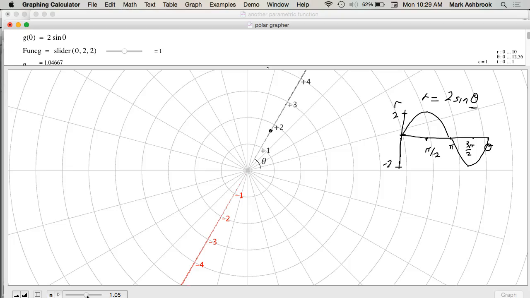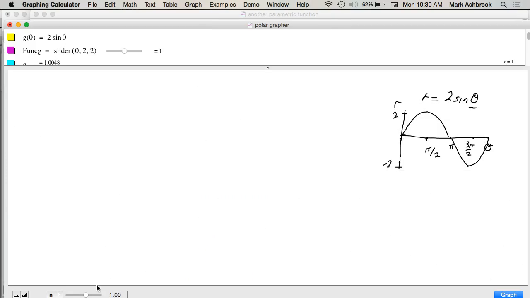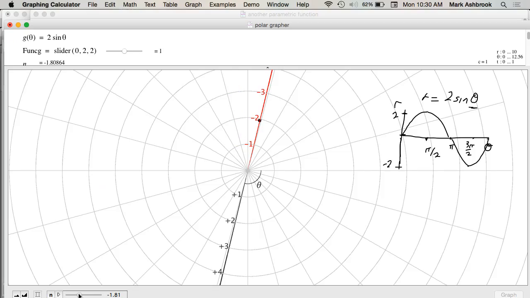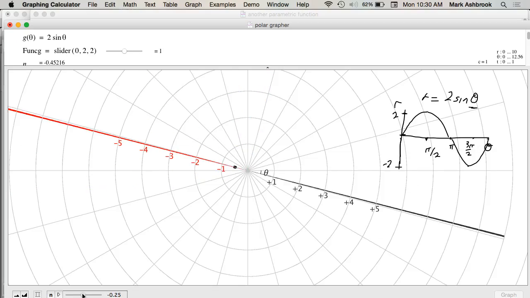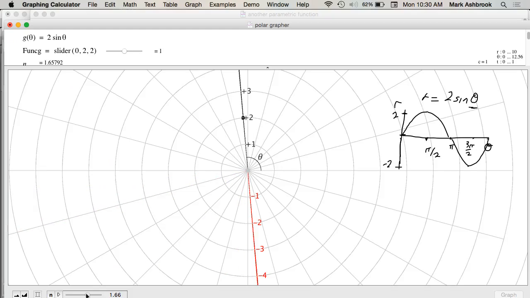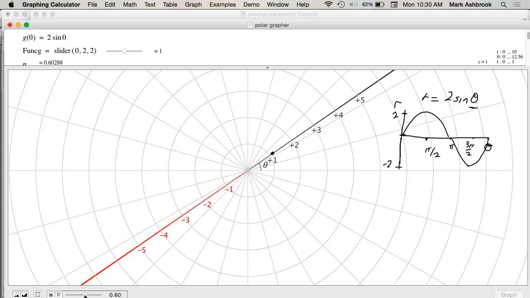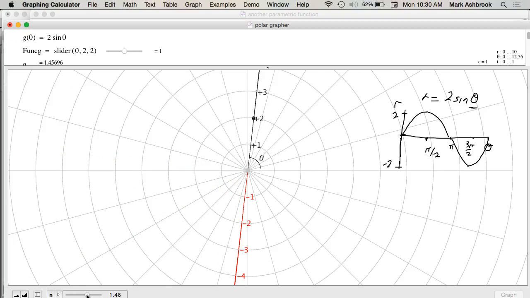We need more values here. Let me try that. Sweeps a little. Shoot. Okay, ready? Watch it. Doesn't really help at all. Okay.